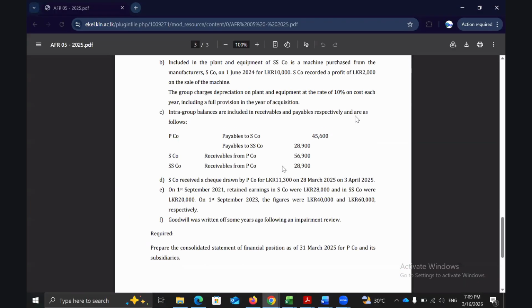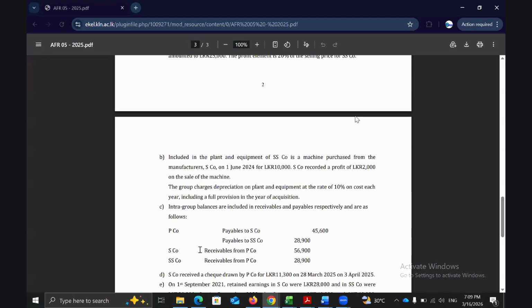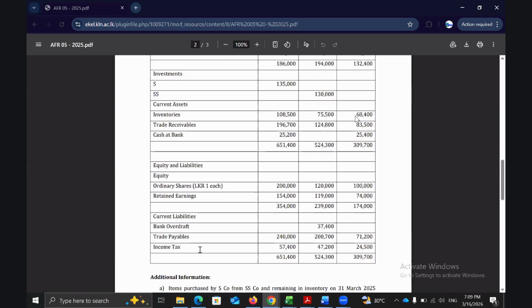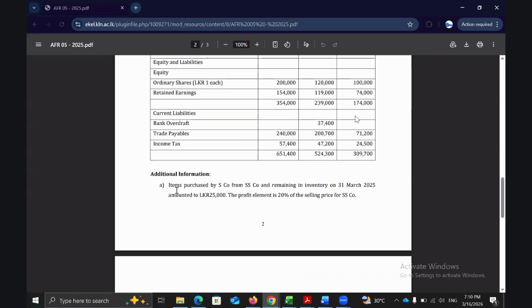Okay, then, this adjustment was also taken. Okay, now we can start from the beginning. Now we'll start with the first adjustment. Item purchased by S company from SS, and remaining in the inventory on 31st March 2025, amounted to 25,000. Now who has made the sale? SS has made the sale. And S company has the inventory in their closing inventory.